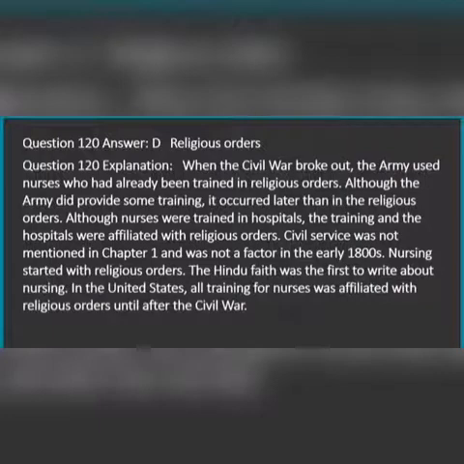Question 120 Explanation: When the Civil War broke out, the Army used nurses who had already been trained in religious orders. Although the Army did provide some training, it occurred later than in the religious orders. Although nurses were trained in hospitals, the training and the hospitals were affiliated with religious orders. Civil service was not mentioned in Chapter 1 and was not a factor in the early 1800s. Nursing started with religious orders. The Hindu faith was the first to write about nursing. In the United States, all training for nurses was affiliated with religious orders until after the Civil War.